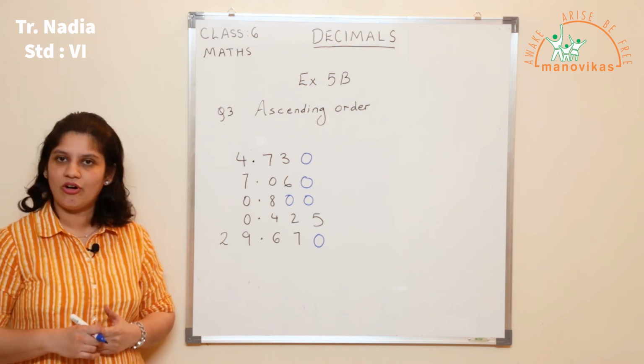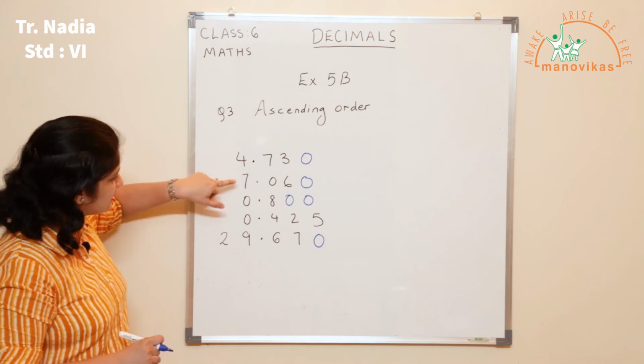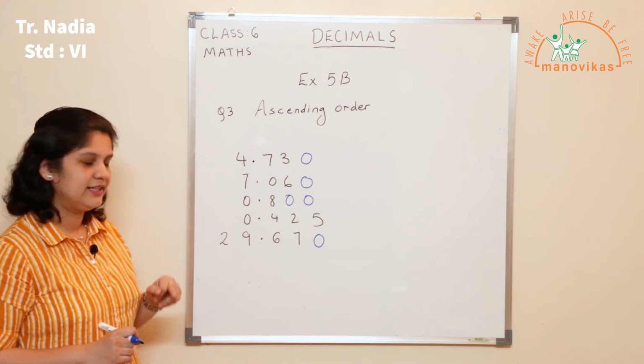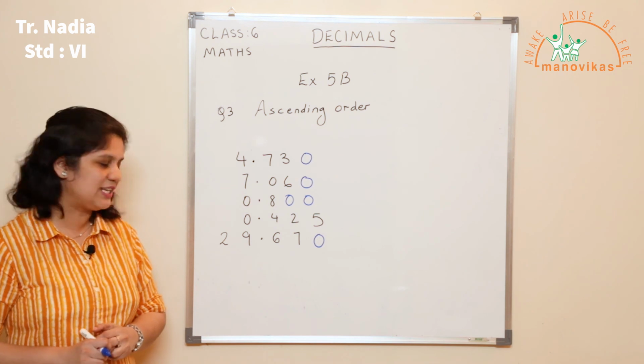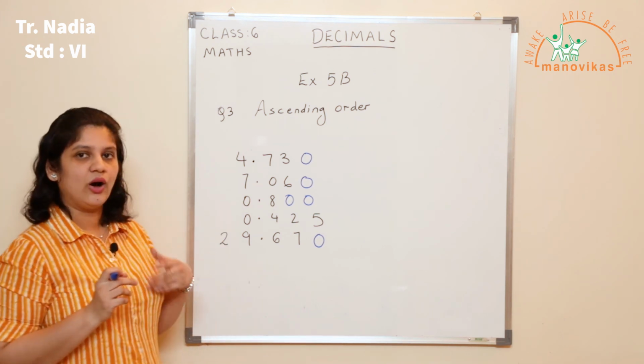While doing ascending order also, first look at the whole number part. So I have 4, 7, zeros, 29. The smallest whole number is 0. But there are 2 numbers having 0. So then how do I compare?